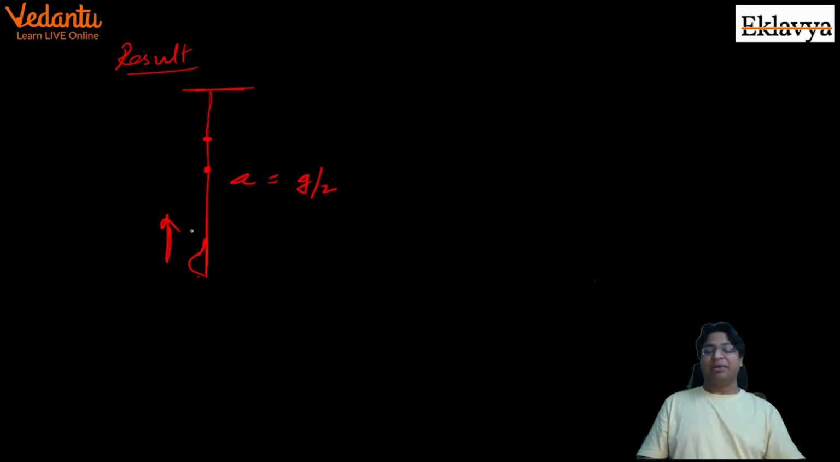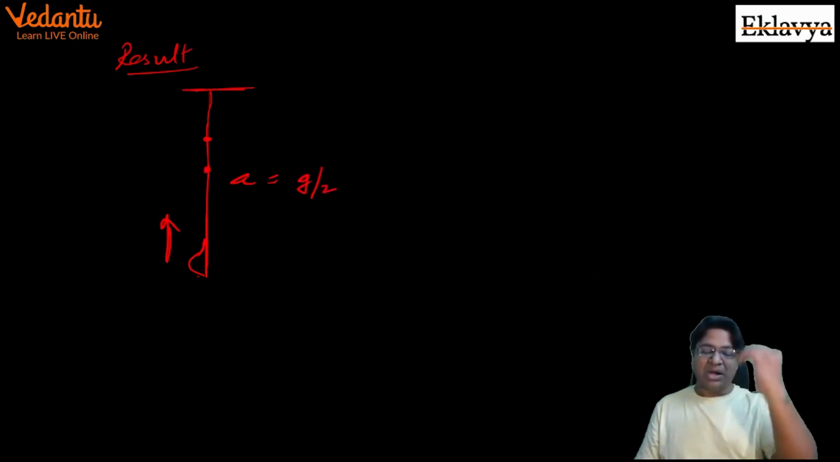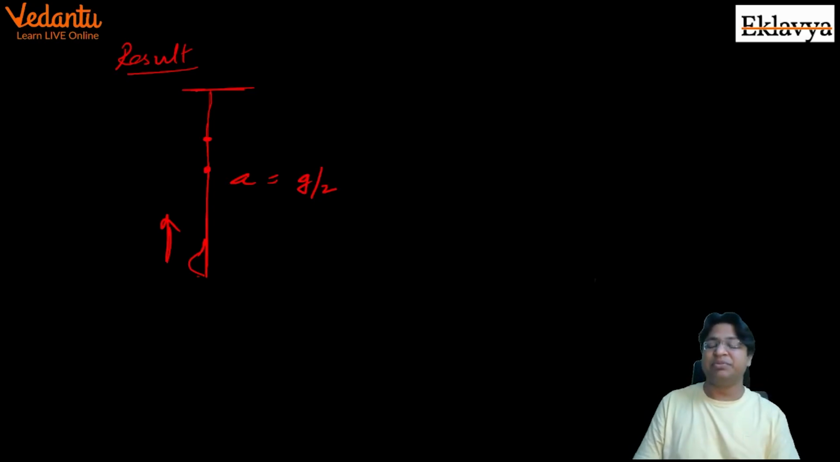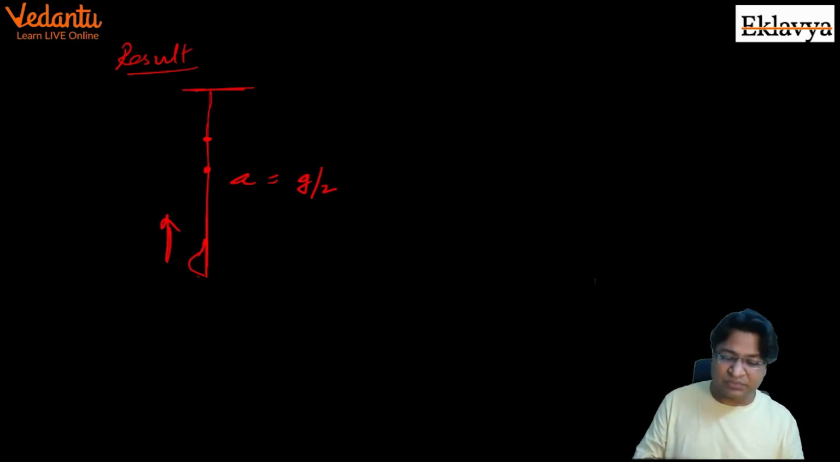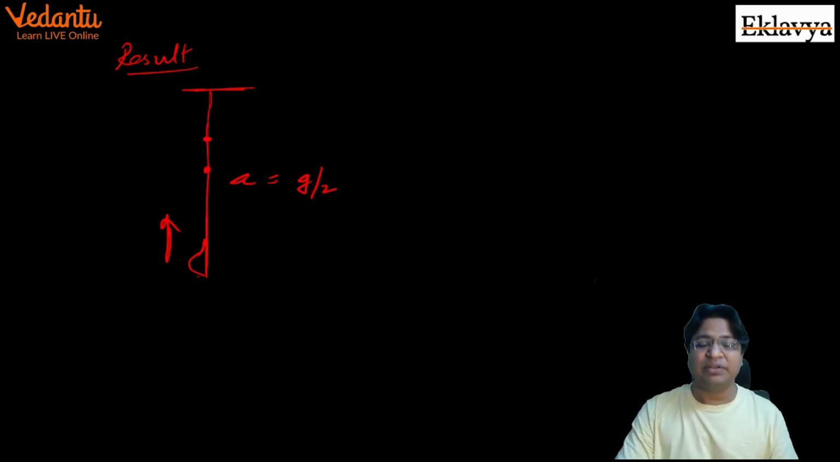So if the pulse is accelerating from below to upward, then the acceleration would be g by 2. If it is coming from top to bottom, then the acceleration would be minus g by 2, because the speed will decrease as it is coming down. So that is one of the key ideas here.